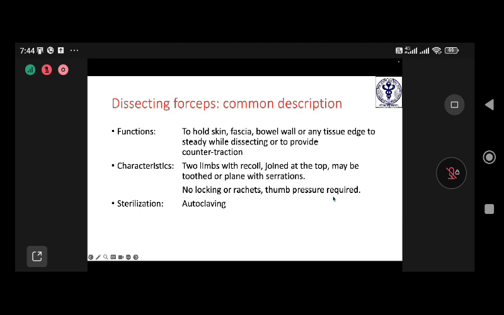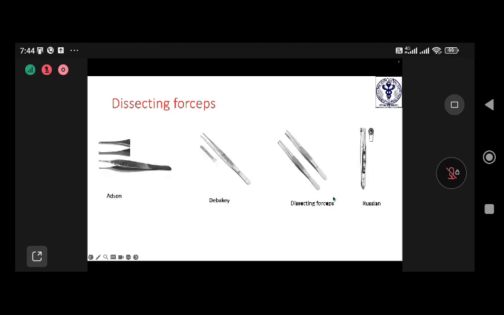How do you sterilize them? It's a steel instrument, essentially autoclaving. So these are some of the samples you will see. Here the Adson, which is again, this is a plain and this is a tooth.